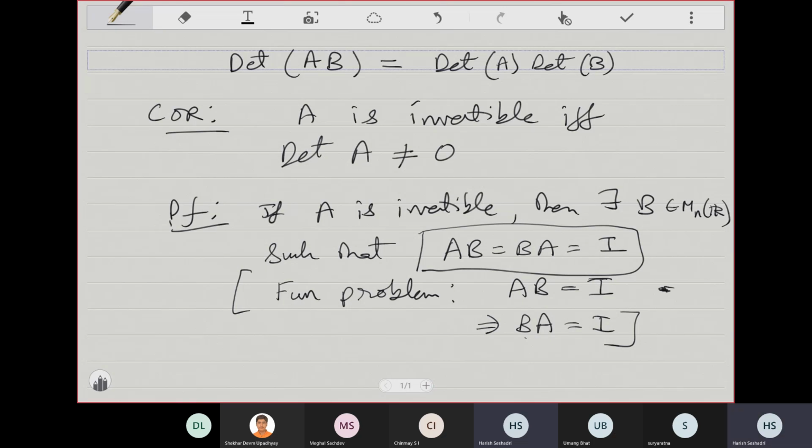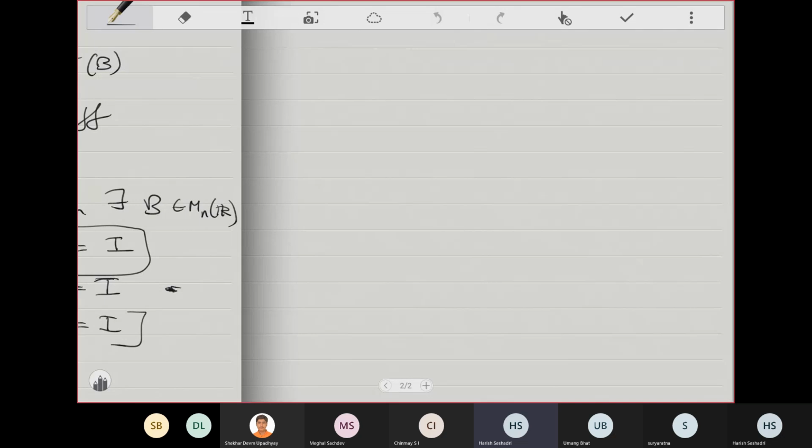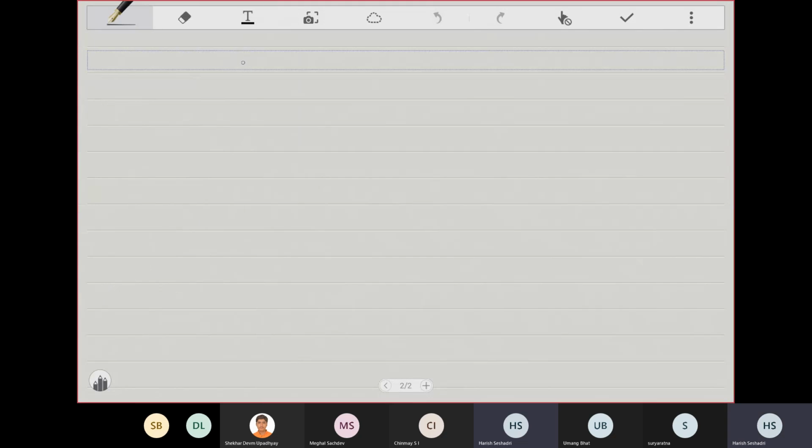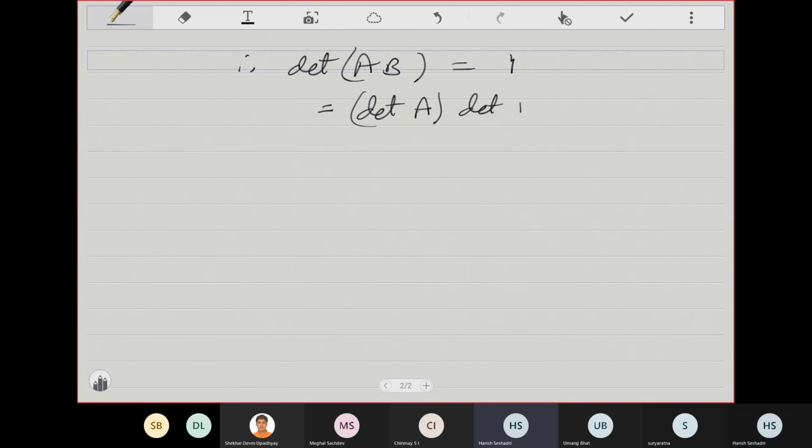But here in our corollary, what we are saying is that if A is invertible, then det A is non-zero. Therefore, det A times det B is 1. So this product is 1. So both of them are non-zero.